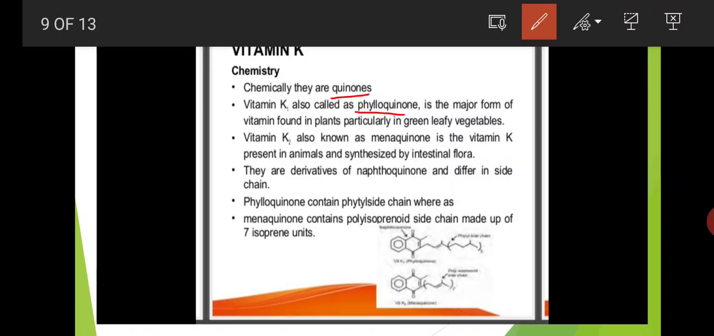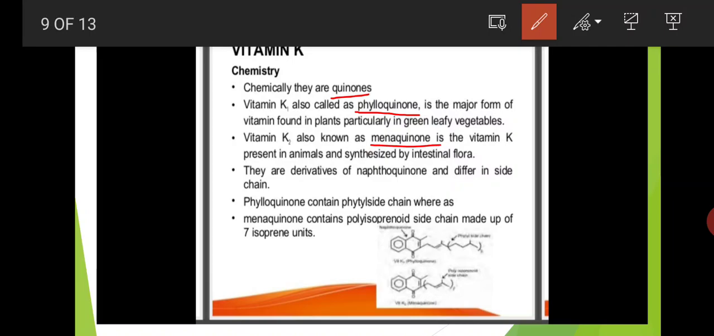Phylloquinone is the major form of vitamin K found in plants, particularly in green leafy vegetables. Vitamin K1 is phylloquinone. Vitamin K2 is also known as menaquinone, the vitamin K present in animals and synthesized by intestinal flora.